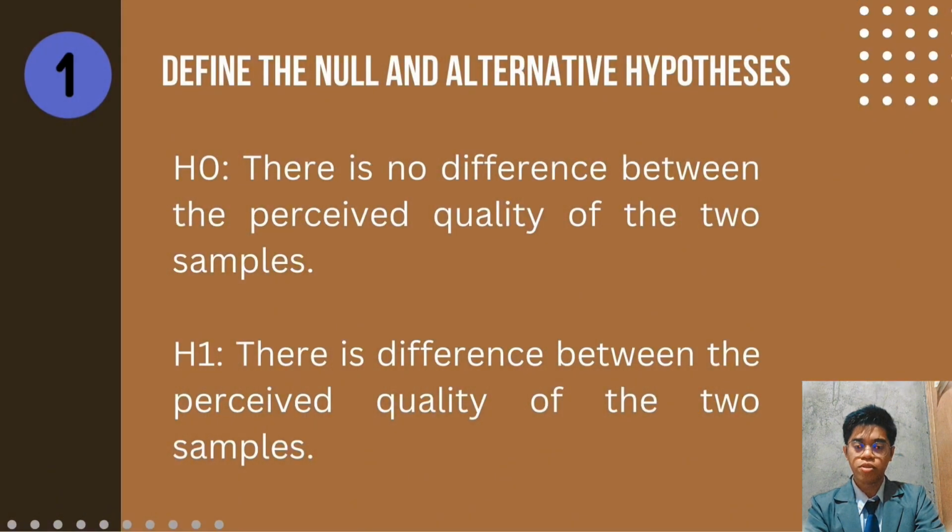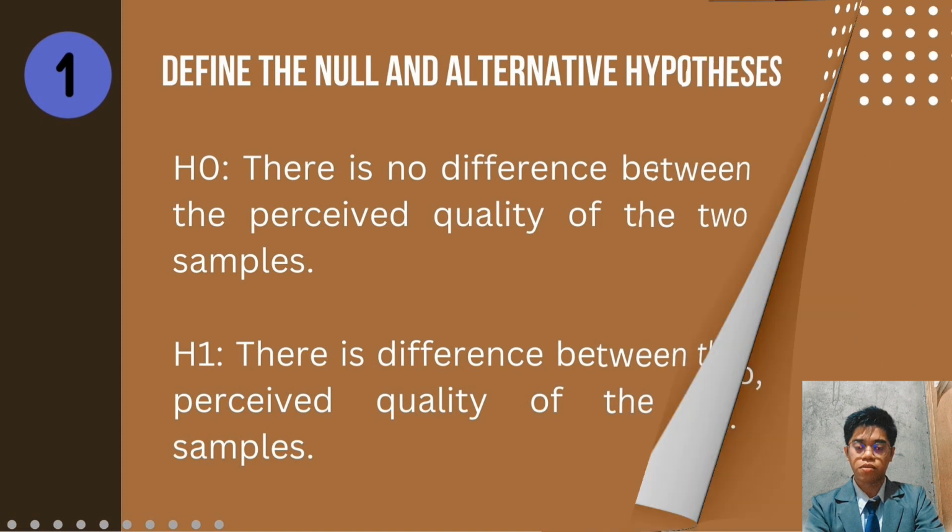First thing to do is to state or define the null and alternative hypothesis. So from our example, our null hypothesis is that there is no difference between the perceived quality of the two samples, while our alternative hypothesis is that there is a difference between the perceived quality of the two samples.